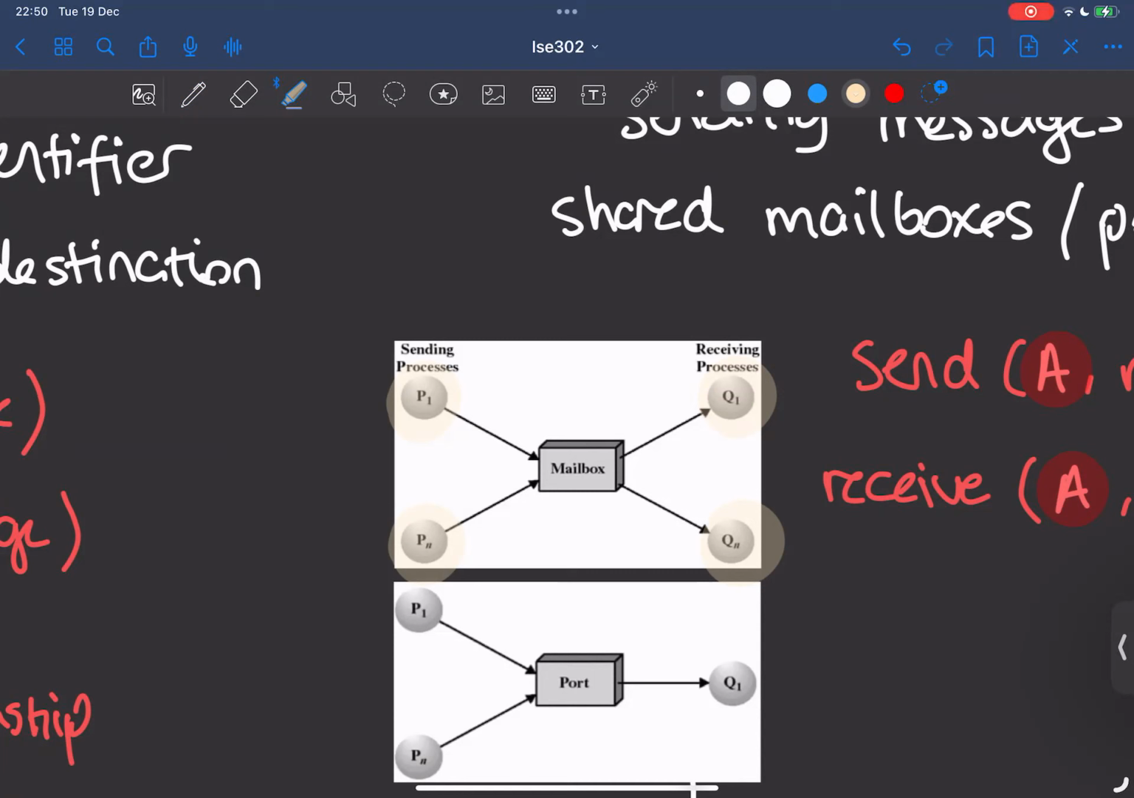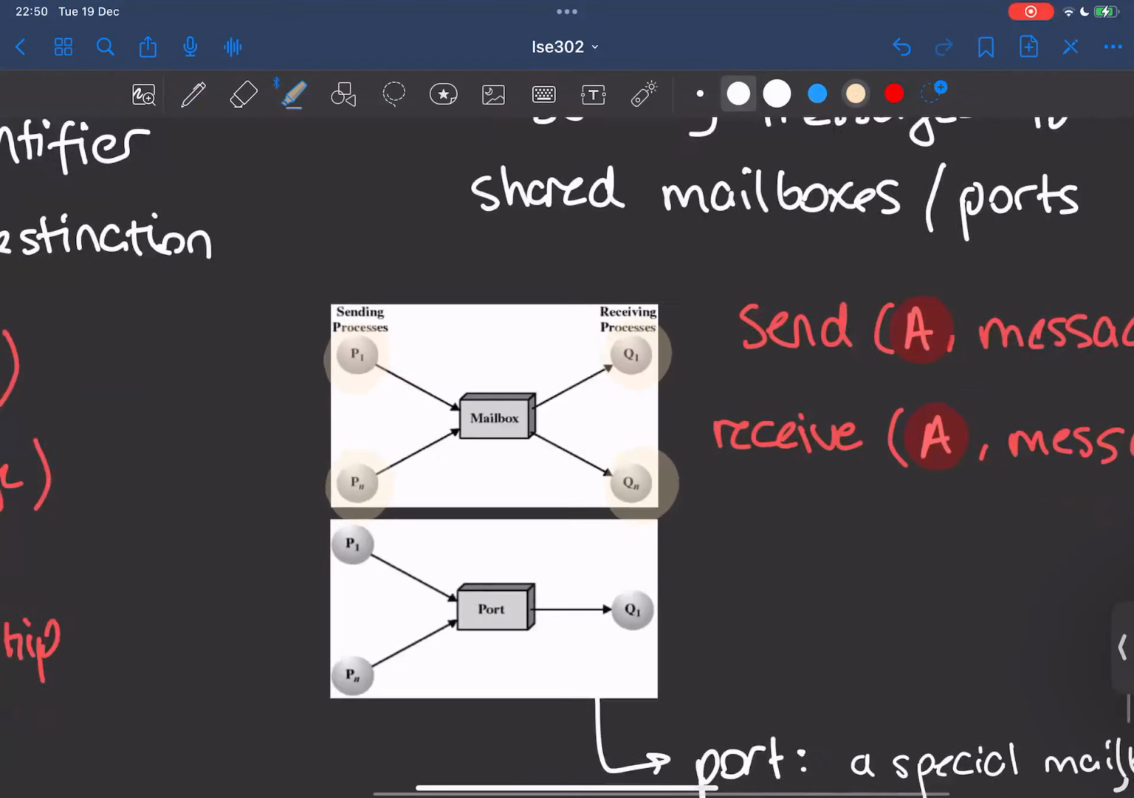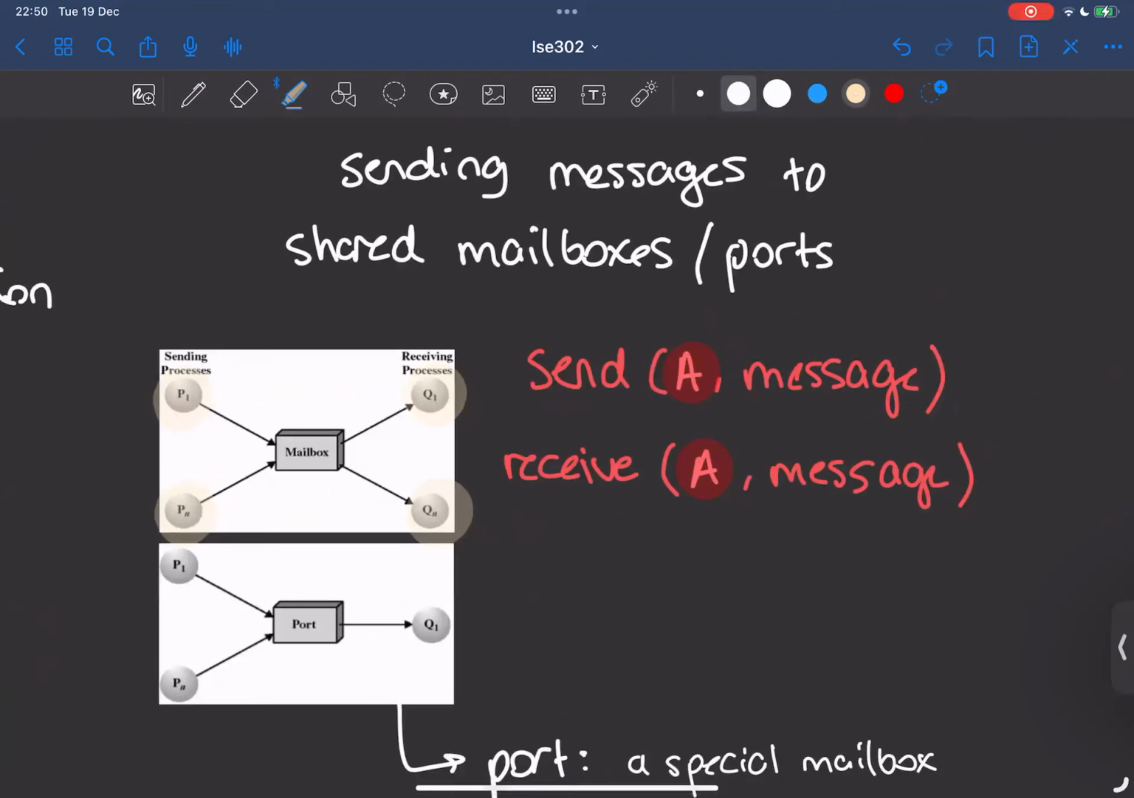Indirect communication operations include creating a new mailbox, sending and receiving messages through this mailbox, and destroying the mailbox when it's no longer needed. So primitives or fundamental operations are defined for indirect communication too. For example, send(A, message) denotes sending a message to mailbox A, whereas receive(A, message) denotes receiving a message from mailbox A. So in this case, this is the idea of a mailbox.